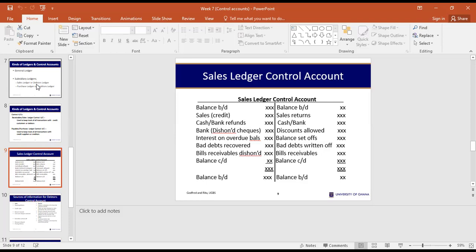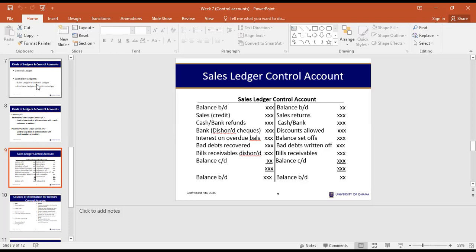So, when you sell to somebody on credit, you credit your sales account and you debit the person. As I said, anything that will increase the amount that the person owes you, or will increase the debtors account, will come to the debit side. So whatever is increasing debtors, you debit. So when you sell to the person on credit, you debit the sales ledger control account, which is also called the debtors account.